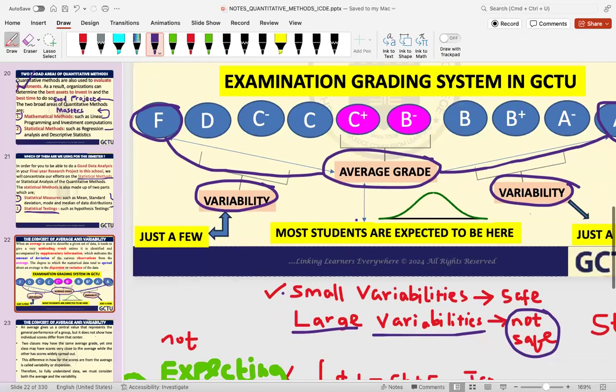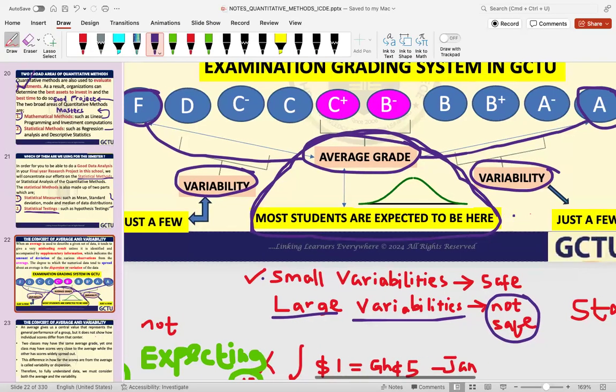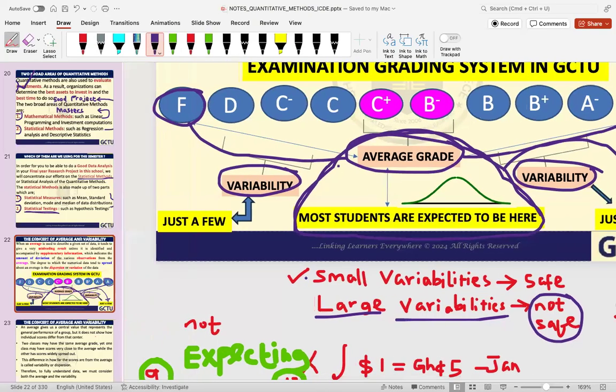Last point, a lot of people are expected to be around the average every time. If it is a target, a lot of people are expected to be around the target, not to exceed, but to be around the target every time. And we've also learned that there are a few people who always exceed the target. Not too many people, just a few people who always exceed the target. And then finally, we also have a few people who work below the target.